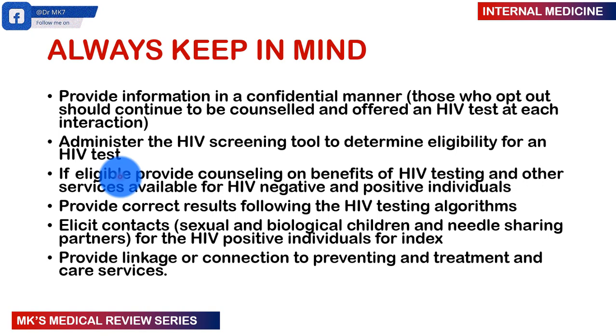So it means that if you test a couple, and the husband comes out positive, you can't tell the wife if the husband says, please don't tell my wife. That's actually a litigation issue. It's a case that can go to court if you breach that, because this is a confidential matter. The only time you can tell other individuals is if you have been given consent by this person to go ahead and tell them about their status. That's the first and foremost thing.